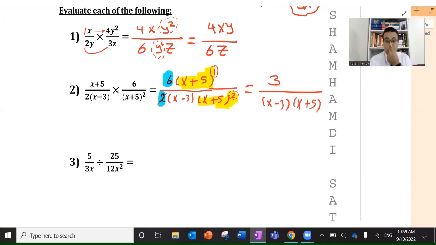Mr. Hisham, I keep it like this. Yes, you can keep it like this without expanding the bracket in the denominator.